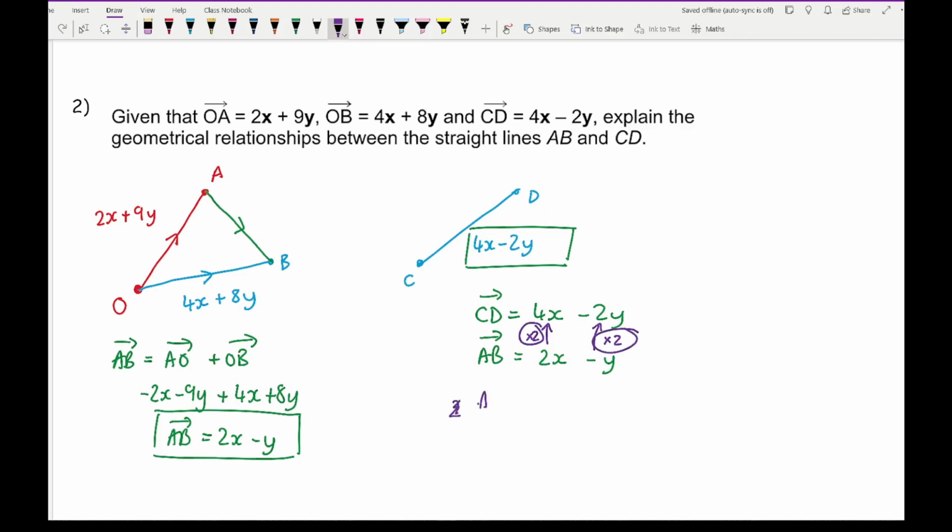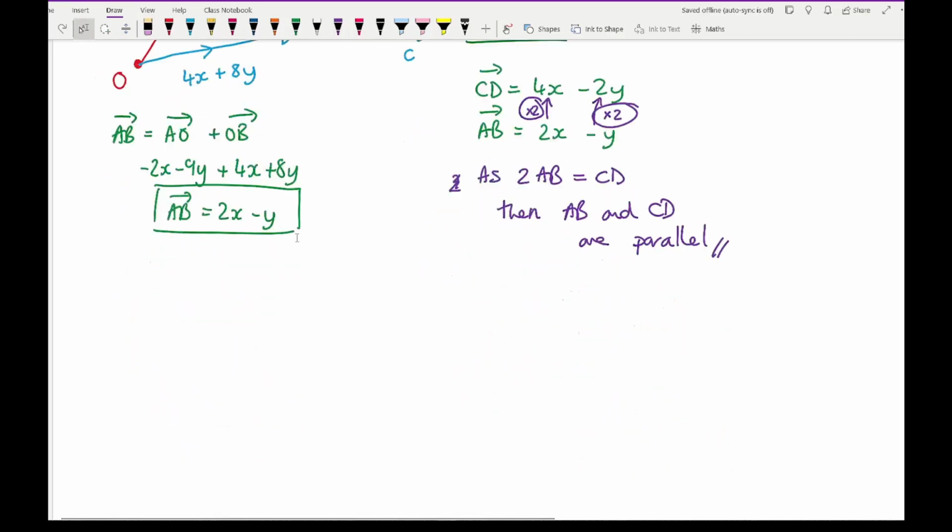So as 2AB equals CD, then AB and CD are parallel. And there is our answer for that question.